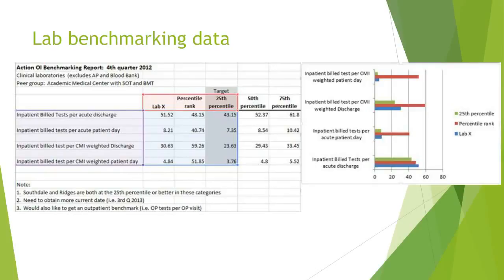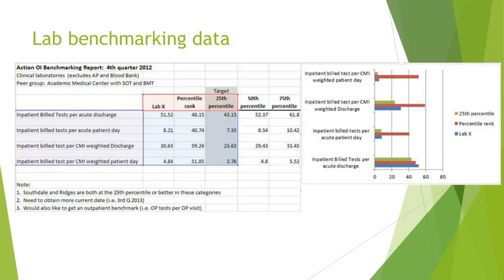I have this last slide and this slide slightly out of order because this again goes back to benchmarking. And again, what you see is this is measuring billed tests in a variety of ways. So billed tests per acute discharge, billed tests per acute patient day, acute lab test versus discharge, adjusted discharge for complexity, or adjusted patient day based on complexity. And again, looking at where you are, we are lab X. What is our percentile rank? Again, a lower number is better.